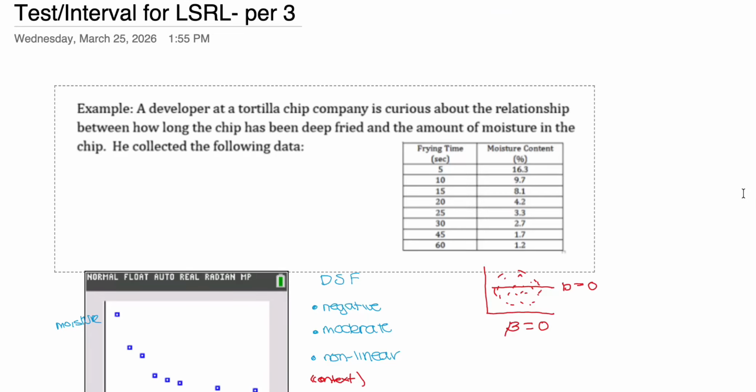Welcome to this video. In here we're going to talk about the t-interval for LSRL. Take a look at this example. A developer at a tortilla chip company is curious about the relationship between how long the chip has been deep fried and the amount of moisture in the chip. He collected the following data right here.